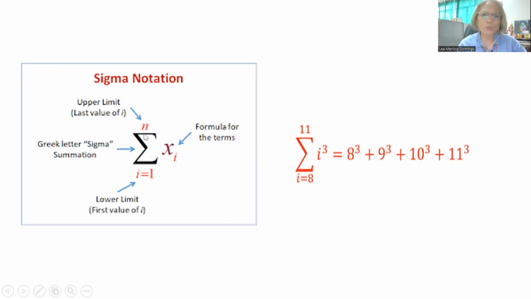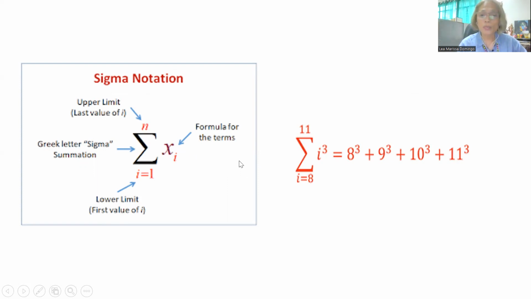Kinopya ko na lang yung picture para hindi kayo magtaka. Ganito talaga siya, no? So yung dummy variable natin kanina, n, k, and j, dito ay i, no? So i runs from 1 to n. So yung n dito ay ating upper limit. So yung x sub i natin, yun yung ating formula.